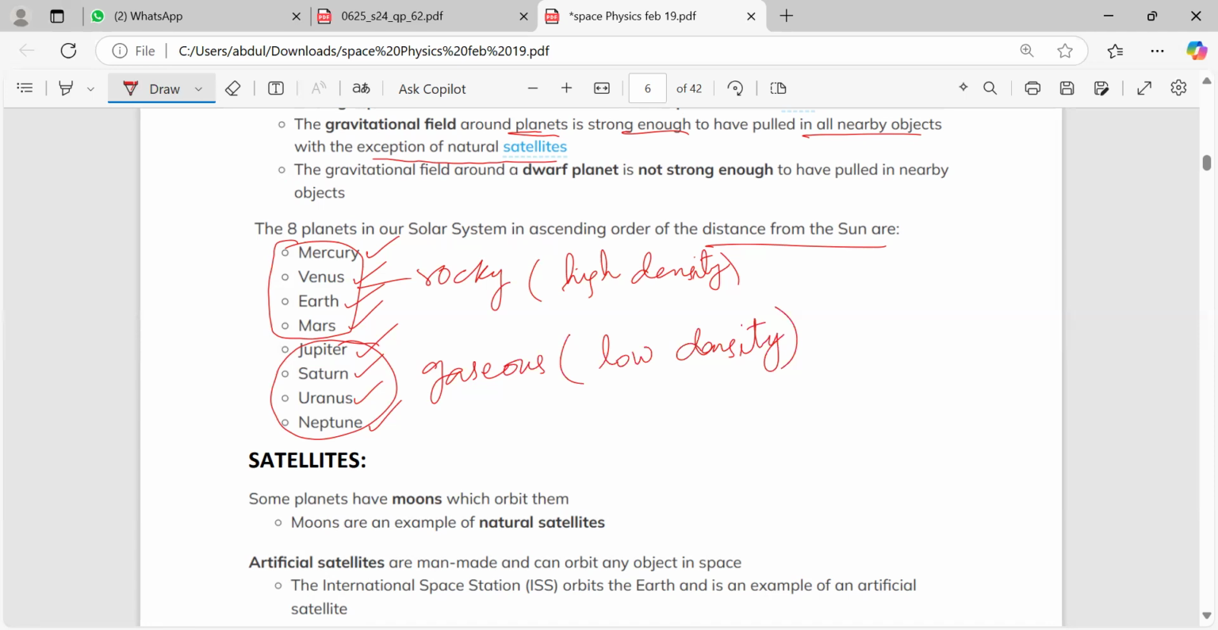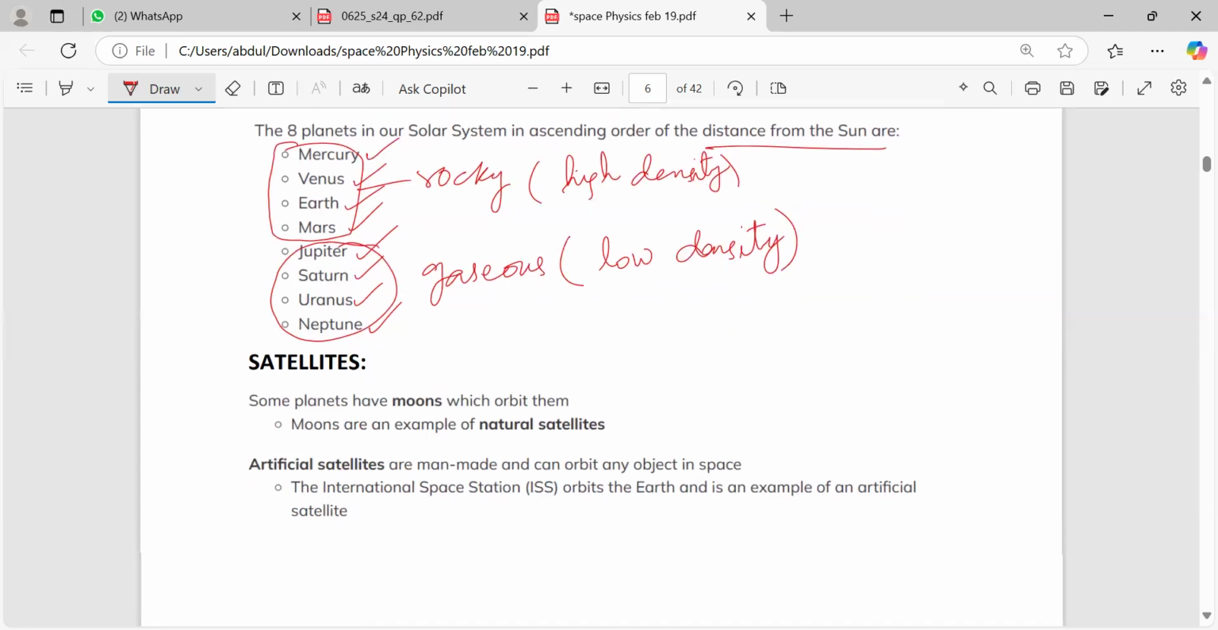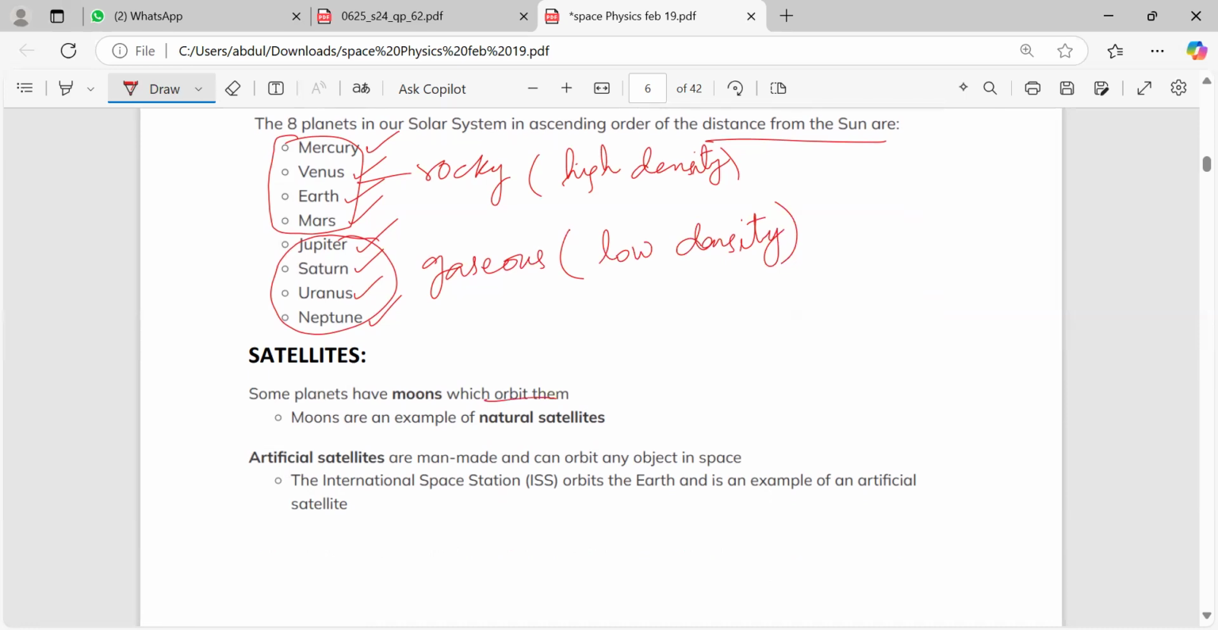Now let's talk one by one, slowly, about the satellites. Some planets have moons which orbit them, and moons are an example of natural satellites.